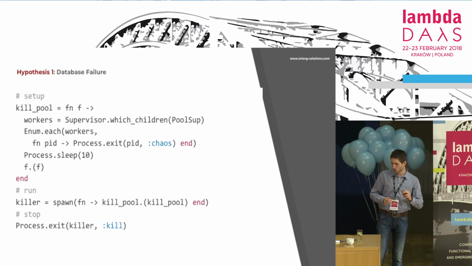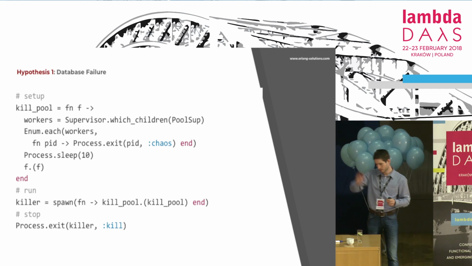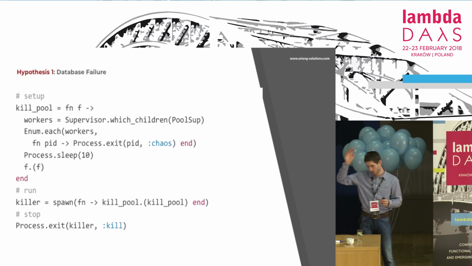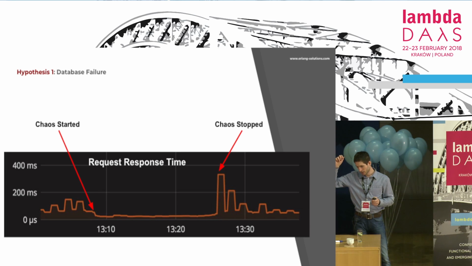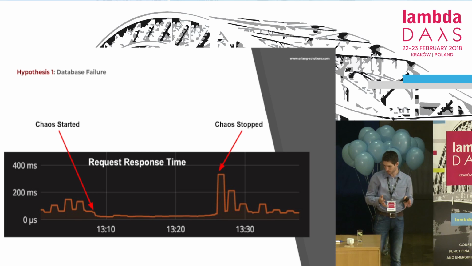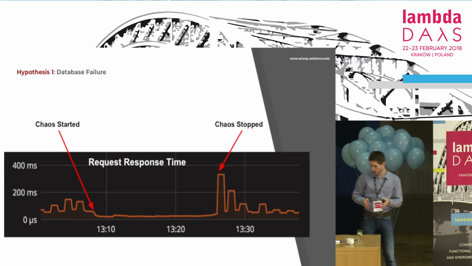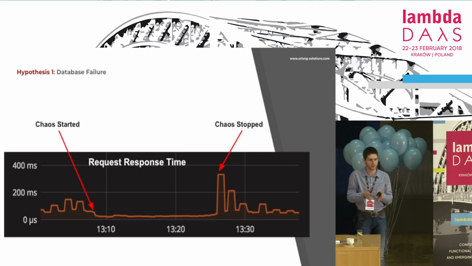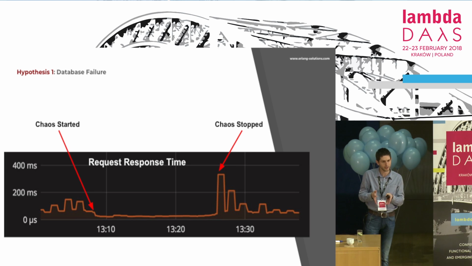And what we learned from this experiment, this is the request response time of our service, and this is where the chaos started. This is where it stopped, and the service was not disrupted. So we proved the hypothesis. So we learned that even if the database is not available, we are still able to serve users.